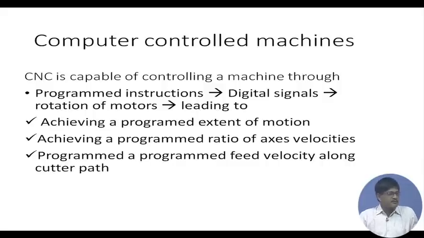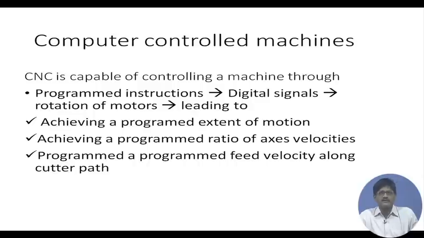So, coming back to computer control machines now, we have seen the example of mechanical controls being achieved in case of automation. So, how do computer control machines carry out this particular control? In computer control machines, instead of devices like cams, etc., there are programmed instructions which go inside the machine and develop, when they are executed, digital signals which might be ultimately rotating motors at a definite rate, and this leads to achieving a definite extent of motion and achieving a particular ratio of the axis velocities, okay. And also it results in the attainment of a programmed feed velocity along the cutter path.